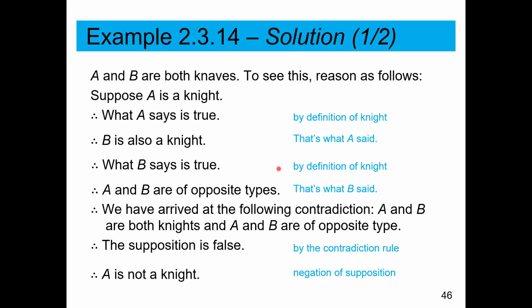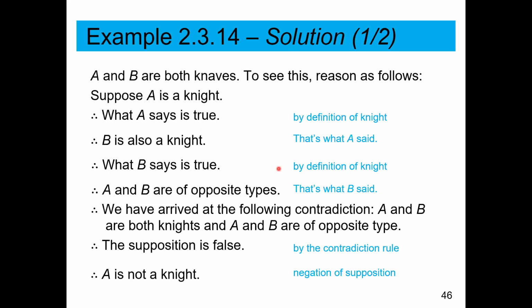We could also do the opposite. We start with, let's suppose that A is a knight. So we're going to suppose one thing and show that it goes to a contradiction, which means the opposite must be true. If we say that A is a knight, that means that A is telling the truth, which means B is also a knight. That means that what B is saying is true. That means they're opposite types, but that's a contradiction.